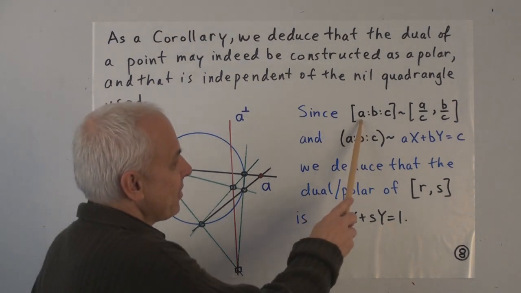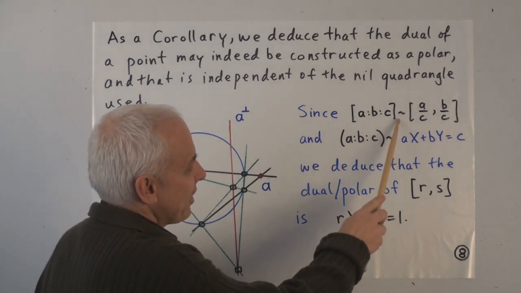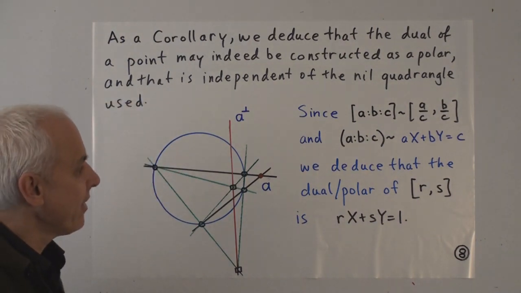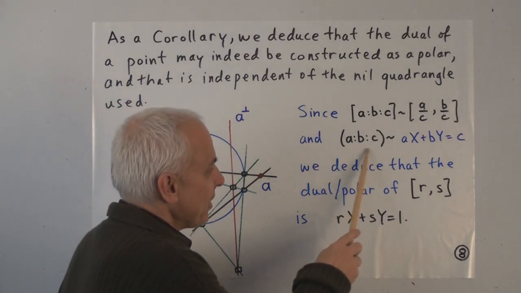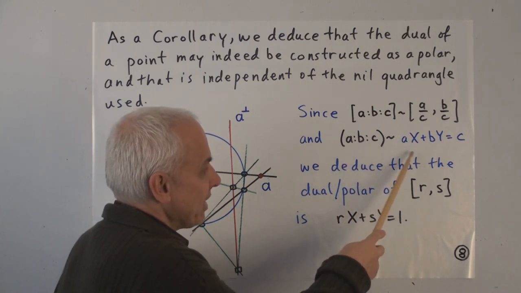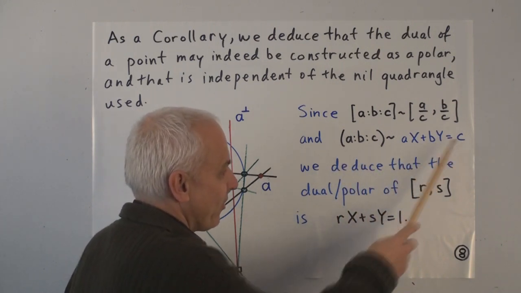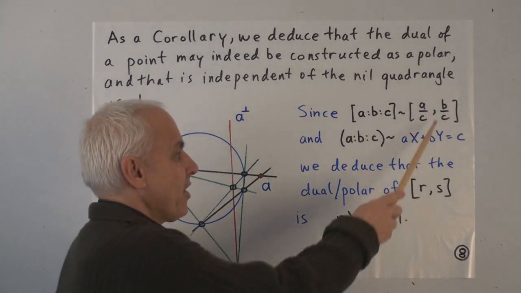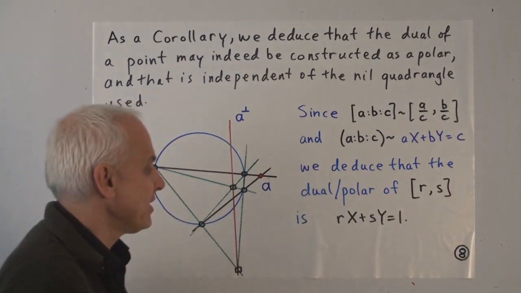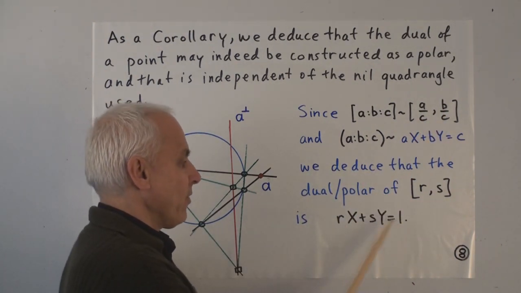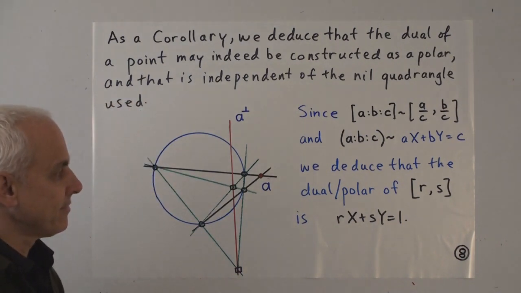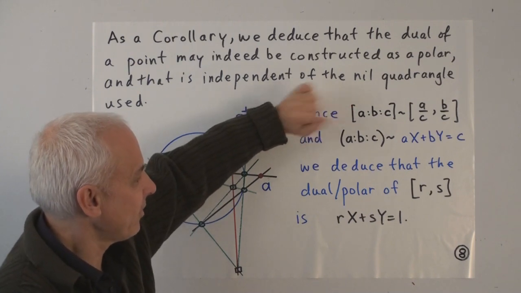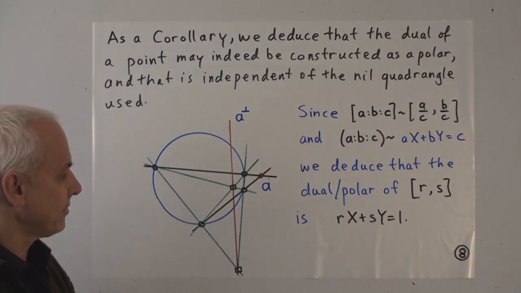Okay, and so since our homogeneous coordinates can be transformed into affine coordinates by dividing by c if c is not 0, and since we know that the line [a:b:c] really has equation ax plus by equals c, we can deduce that the dual or the polar of (r, s), say this thing here, is indeed the line rx plus sy equals 1. Because duality and polarity just amount to changing round brackets to square brackets and vice versa.